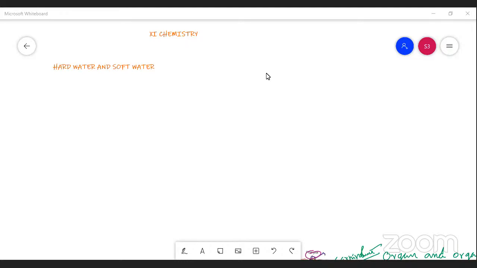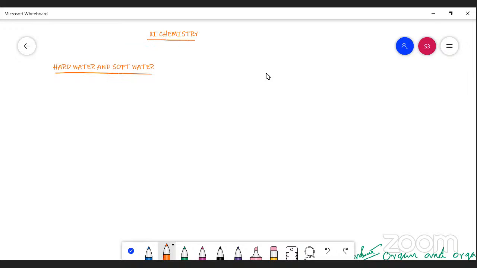Dear students, today we start 11th chemistry: hard water and soft water. The water we are taking is the H2O molecule, which is bent in structure.